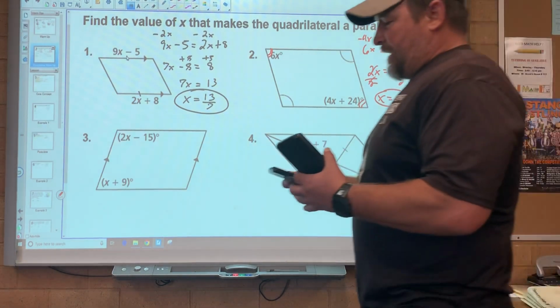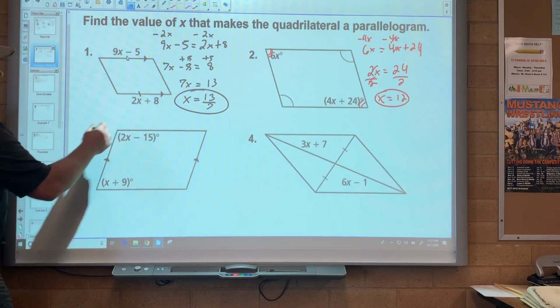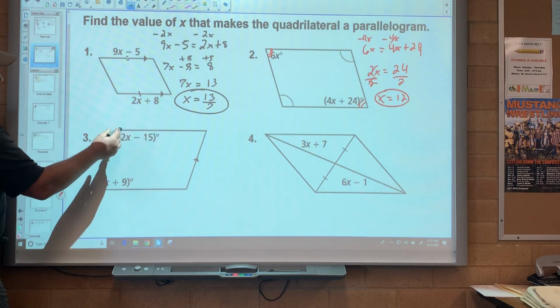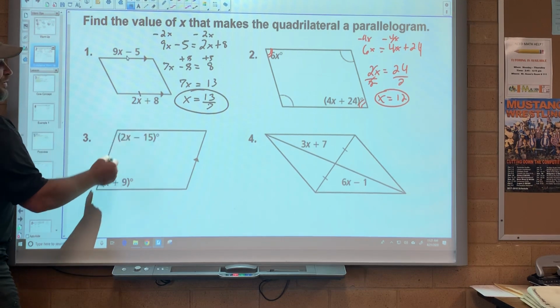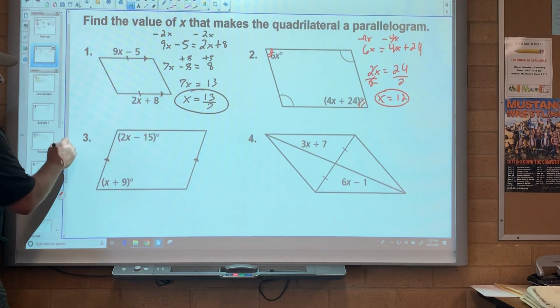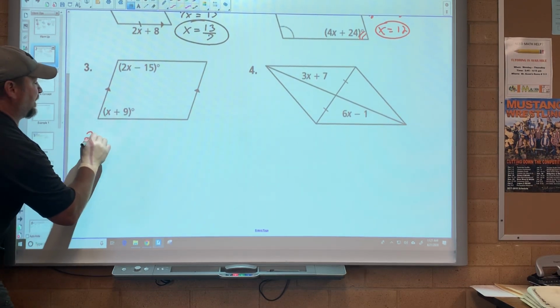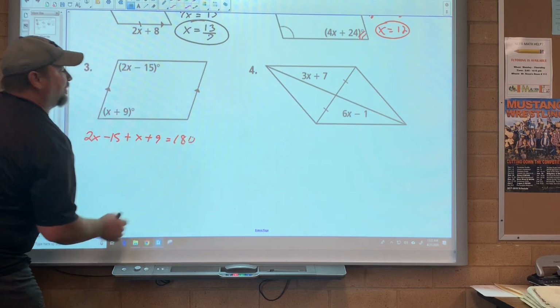All right, well, this one down here, we have two angles that are side by side, meaning they're consecutive. Well, we understand that those will always be equal to 180 on a parallelogram, because if the two lines are parallel, then the two angles that are closest to each other, not across from each other, must be supplementary. Well, remember, supplementary means 180, so we would say 2x minus 15 plus x plus 9 equals 180, and we would work to solve it.